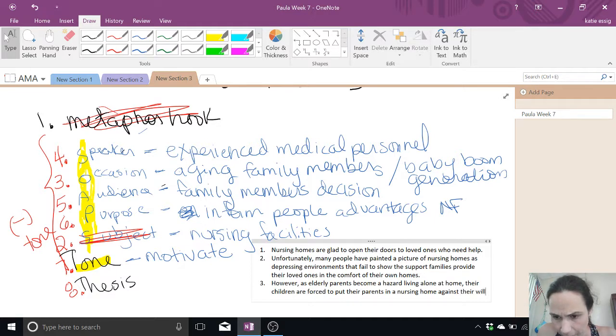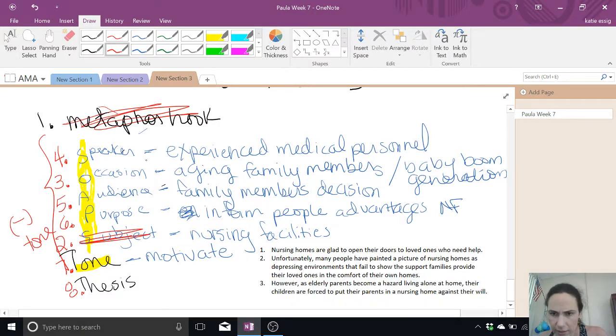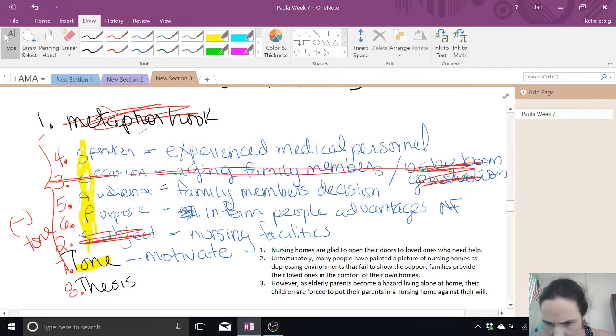against their will. Okay. So I thought about writing this idea about the baby boomer generation, but I didn't do it. That's okay. Did I write about what's happening in the world today, why people are even considering nursing homes? However, as elderly parents become a hazard living at home, is this what's happening? Yeah, okay. All right, so I'm going to go ahead and cross out number 3. Move on to number 4. Who's speaking? Medical professionals.